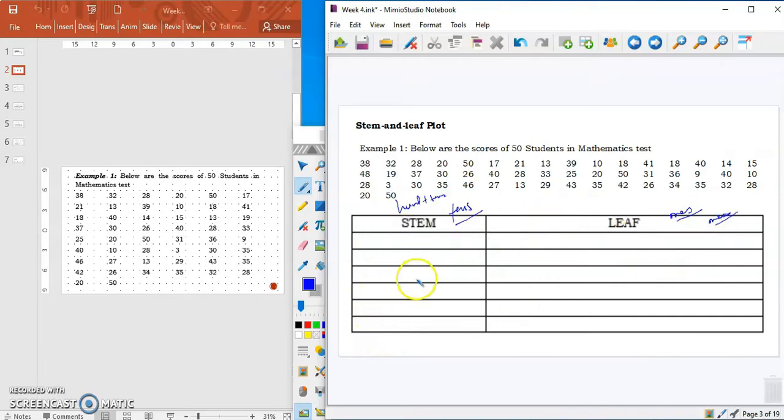Since this is a 2-digit number, let's identify the highest score, which is 50. Therefore, the highest stem is 5. We also have a tens digit of 4, just like 43, so we have a stem of 4. We also have 35, so we have a stem of 3 because 3 is the tens digit. We have a tens digit of 1, and also 2 as well. So we have 2, 1, 0. Why do we have 0? Because there's a 1-digit number.